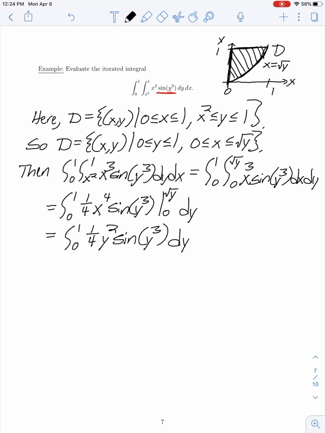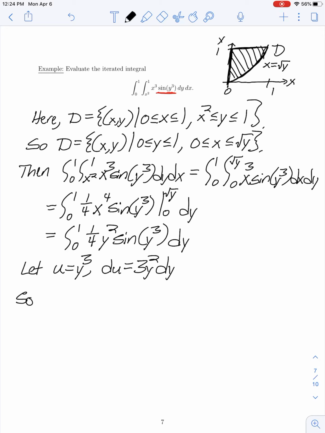So we've got the following integral. And to evaluate, again, we would make use of a substitution. So if we let u equal y cubed, then du is 3y squared dy.